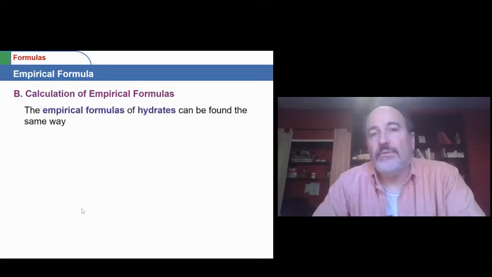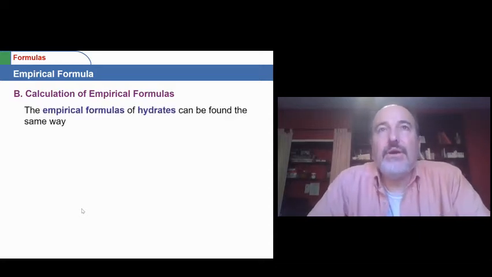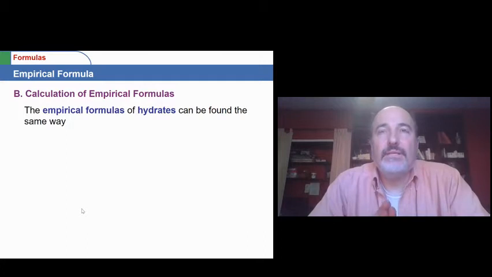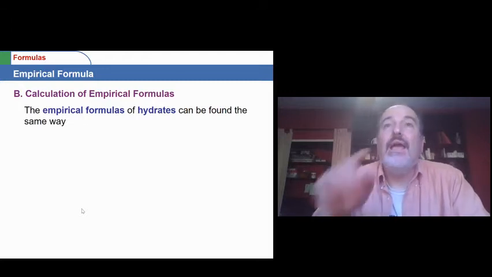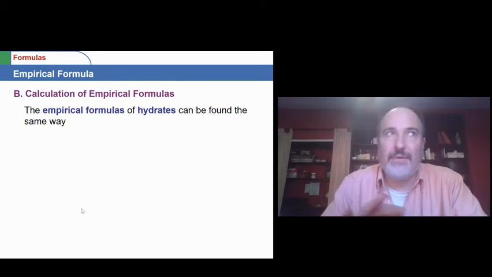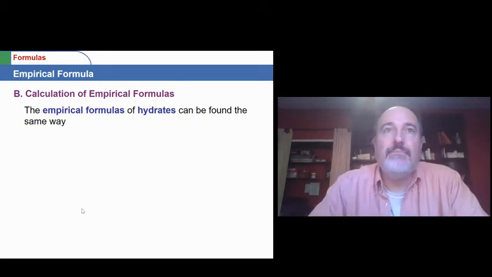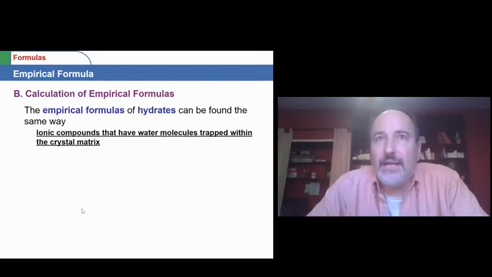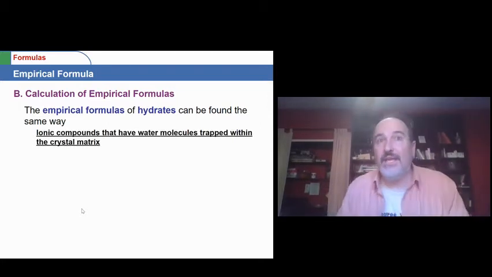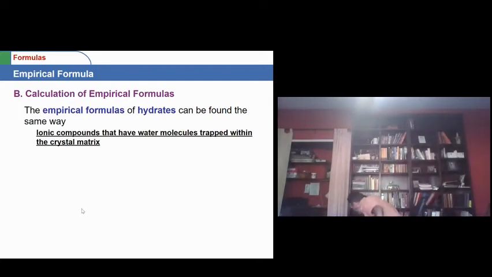And also, now that you know how to do empirical formulas for normal compounds, you guys are also going to have to know how to do empirical formulas of hydrates. All right. So this is a little bit trickier, but in a way it's a little bit easier. Now remember, a hydrate is an ionic compound that can have water molecules trapped within the crystal matrix.